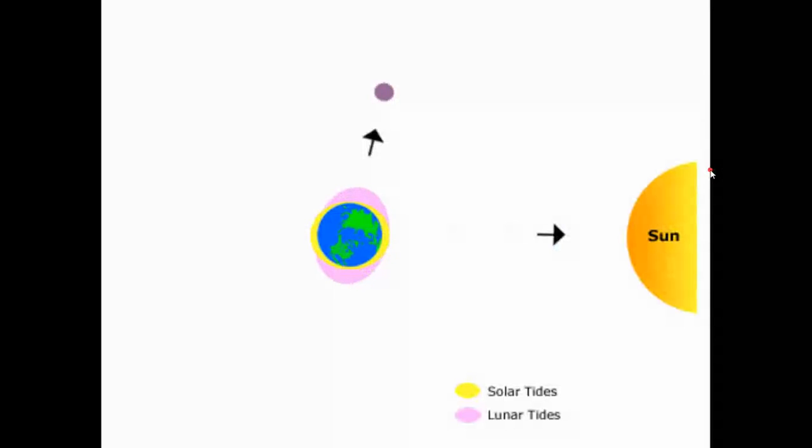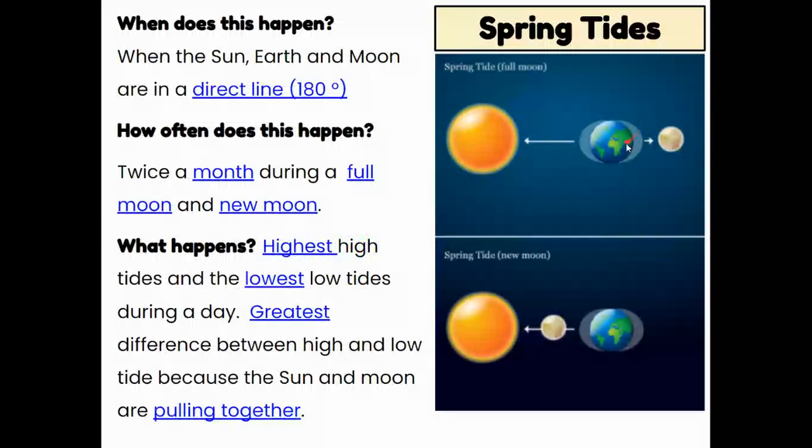So there are two kinds of tides that are sort of special. They don't happen every day like high tides and low tides do. They're called spring and neap tides. And this is where the sun really matters in this sort of relationship. So when the sun, the earth, and the moon are in a direct line, 180 degrees, straight line.